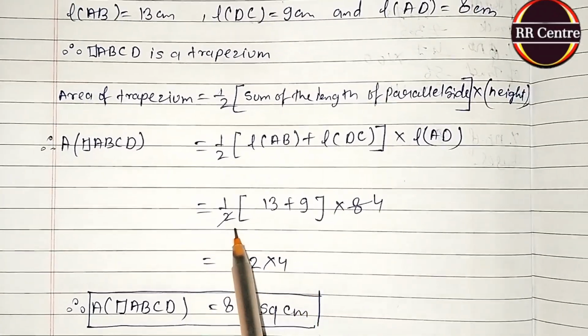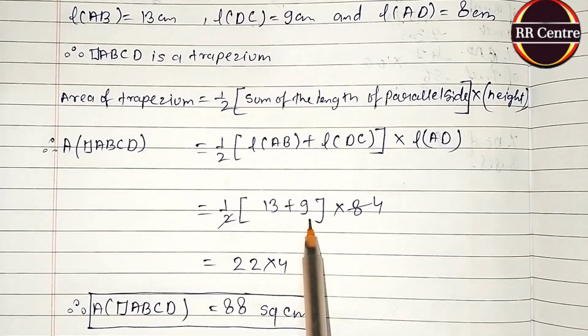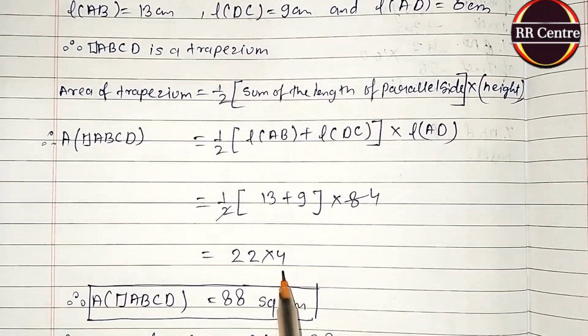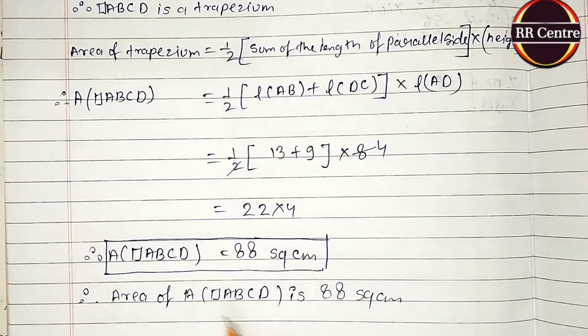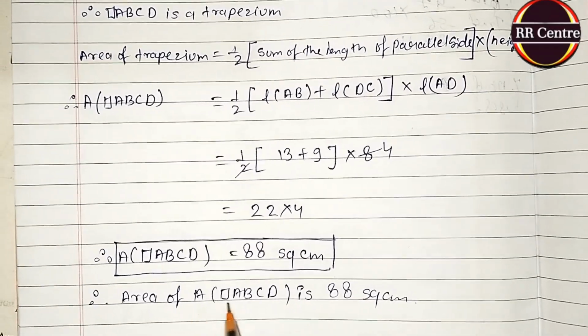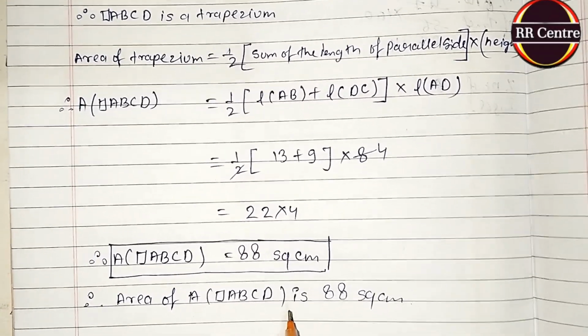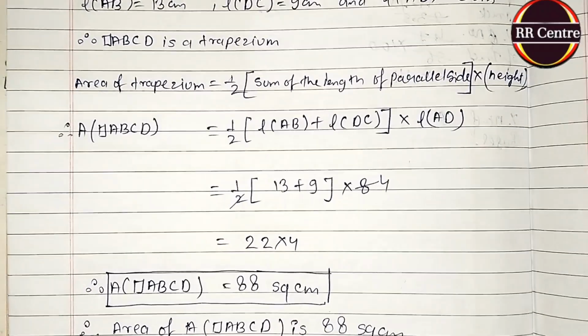So get cancellation. 2 4s are 8, 13 plus 9 is equal to 22, then multiply by 4 is equal to 88 square centimeter. So area of quadrilateral ABCD is 88 square centimeter. So now let's start for the question number 2.